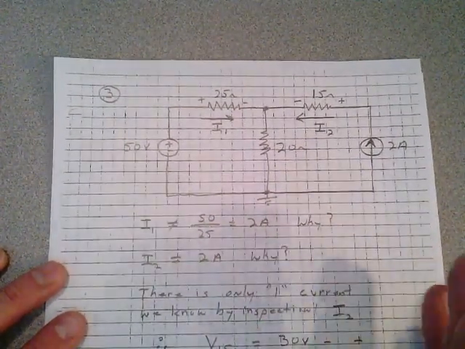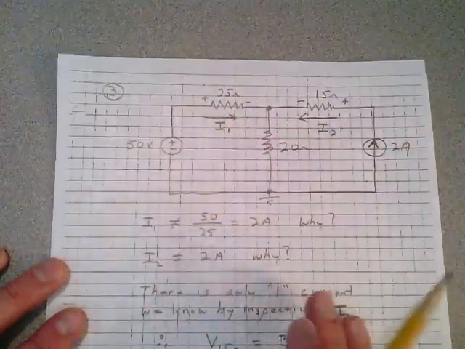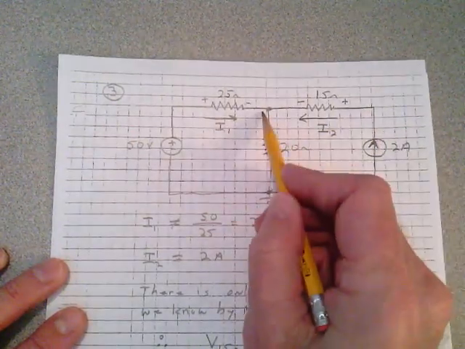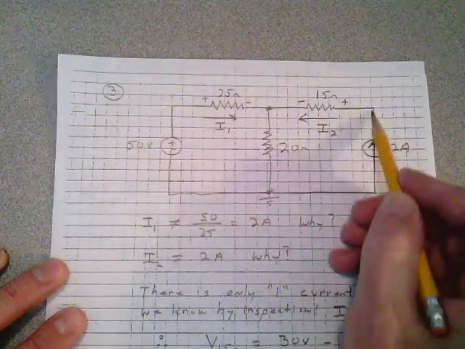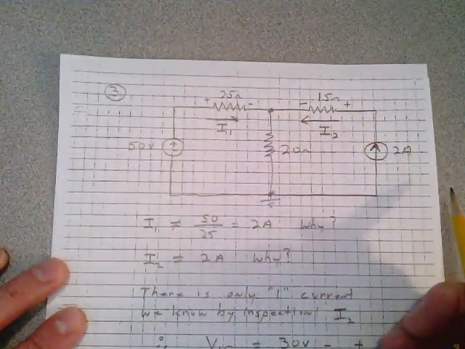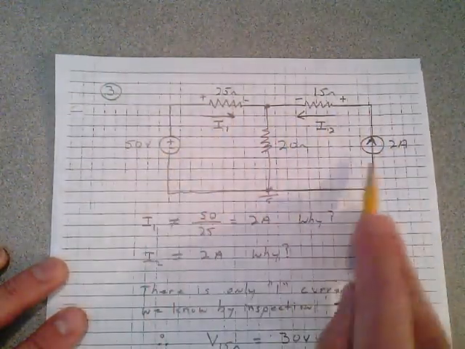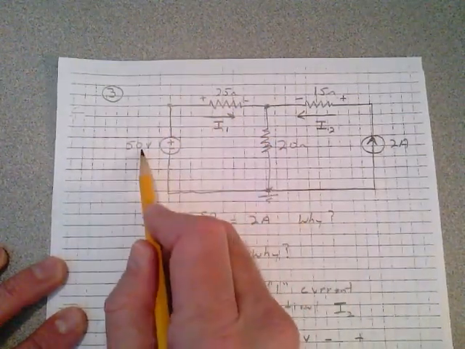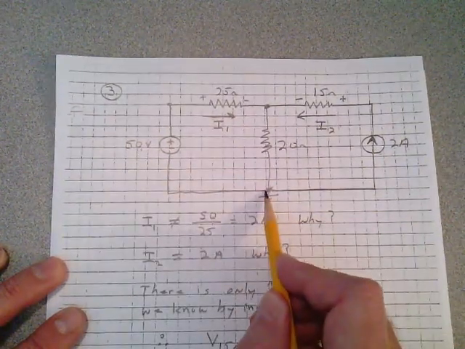There's only one current that we know by inspection looking at this circuit without doing an analysis. We know that the current from this point here up through to this point is 2 amperes, because that's a series section of the circuit, and that branch current is 2 amps. So we know 2 voltages in this circuit. We know this point here with respect to ground is 50 volts. The voltage at this point is 50 volts with respect to ground.